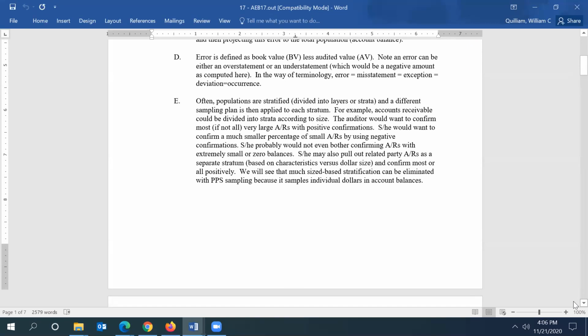So again, the error is defined as book value less audited value, and we noted that an error can be either an overstatement or an understatement, which would be a negative amount as computed here. By the way, in terms of terminology, error is the same thing as misstatement, same thing as exception, same thing as deviation, same thing as occurrence. I like to use those terms interchangeably because if I use one and you see another on the CPA exam, you'll think, whoops, I don't know what they're talking about here.